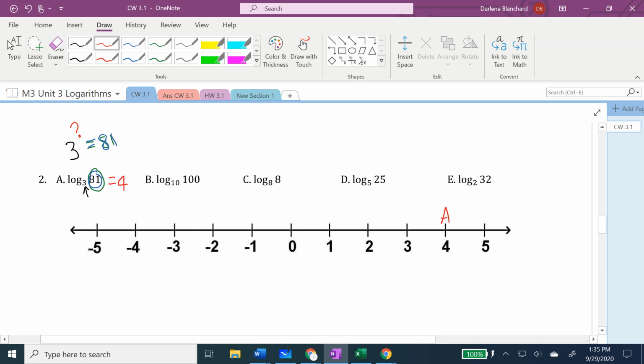But now the bases are going to change. For letter B, I have base 10. 10 to what power is equal to 100? 2. Good. So then I am going to put B on 2.